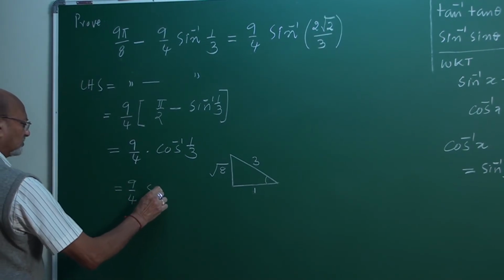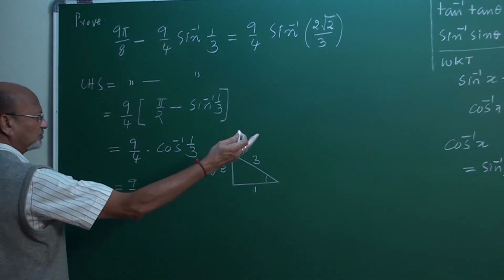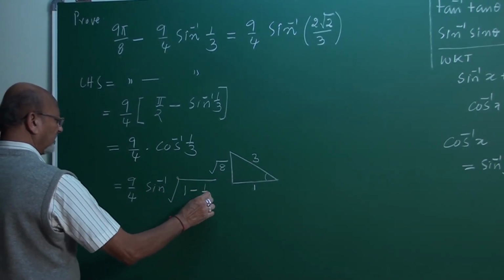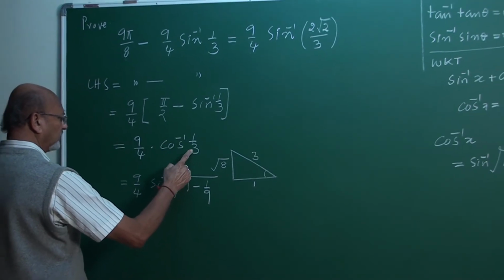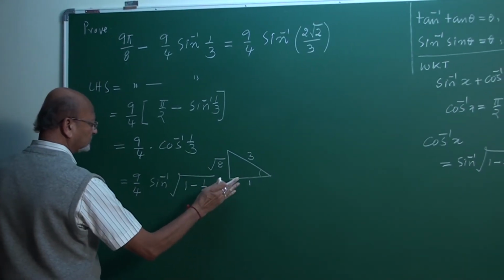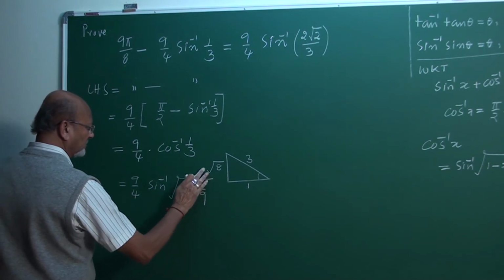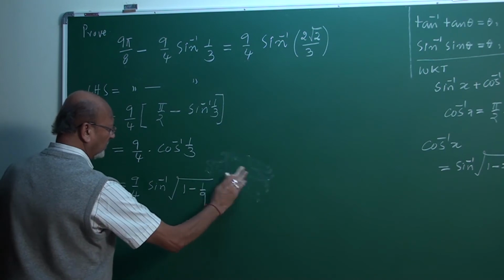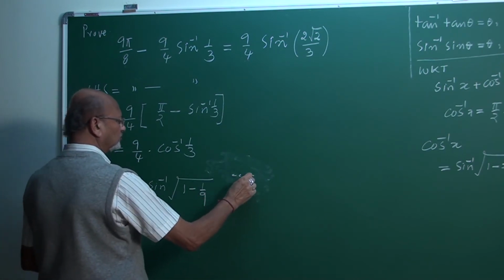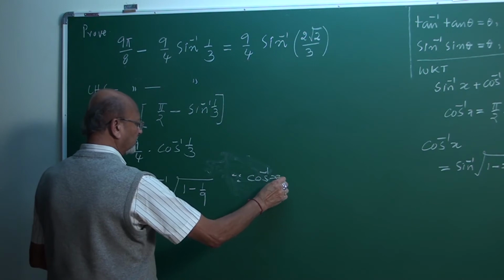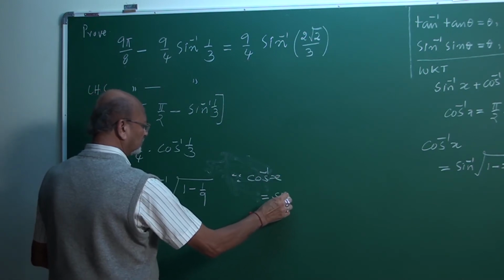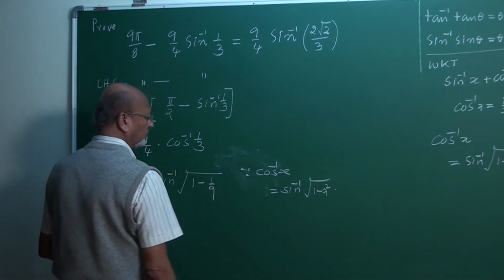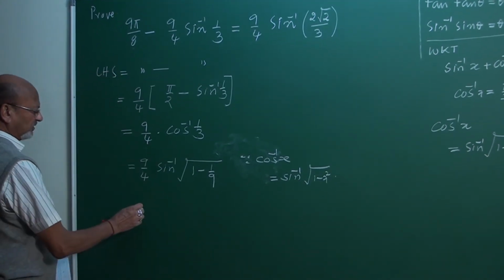Sine inverse. Root 1 minus x square. 1 minus 1 by 9. Why? x is 1 by 3, x square is this. If you don't want this triangle, directly the answer. Now we have to simplify it. Simplify it. Why? Because cos inverse x is sine inverse root 1 minus x square. All these results we have done.